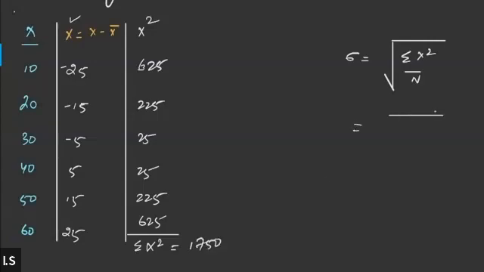Now we will put this into the formula. 1750 divided by how many items are there? So 1, 2, 3, 4, 5, 6. 6 items are there. So 1750 divided by 6 will be 291.66. Under root 291.66. Now we will solve the under root. So after solving the under root, you will get 17.07.